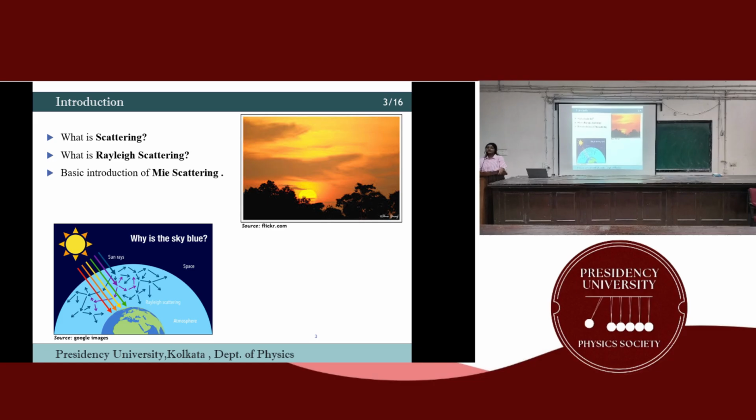And Mie scattering is where particle size is equal to the wavelength of the incident light or greater than the wavelength of the incident light. In Mie scattering, the wavelength dependence of intensity is weaker than in Rayleigh scattering. And for Mie scattering, we see in nature why clouds look white and fog turns white, etc.